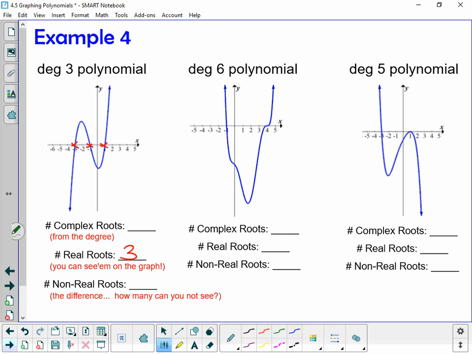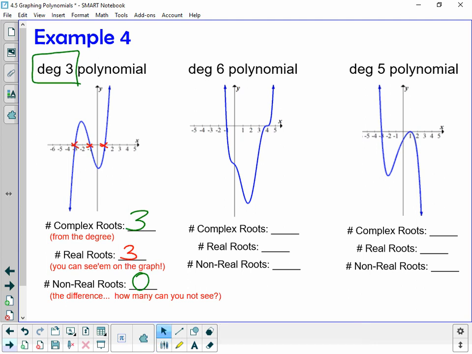Well, the fundamental theorem of algebra tells me that since this is a degree 3 polynomial, it is going to have exactly 3 complex roots in that entire complex number system. Well, if 3 of those complex roots are real, that must mean that this function has 0 non-real roots. It has 3 roots, all 3 are real. I can see all of them. That means that it does not have any non-real roots. The number of non-real roots is just the difference between the number of roots that you know it has from the fundamental theorem of algebra and the ones that you can see on the graph. It's the difference between those two numbers.